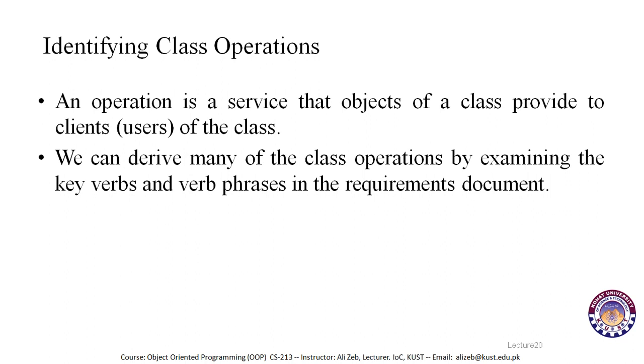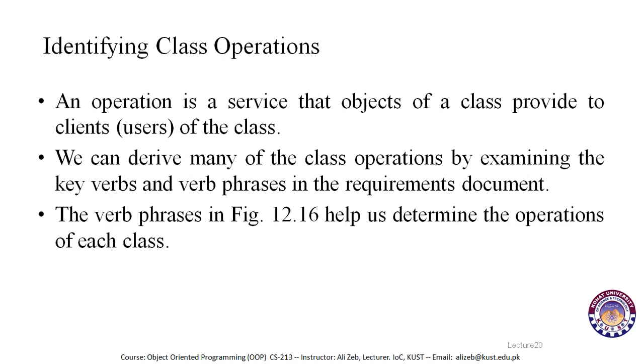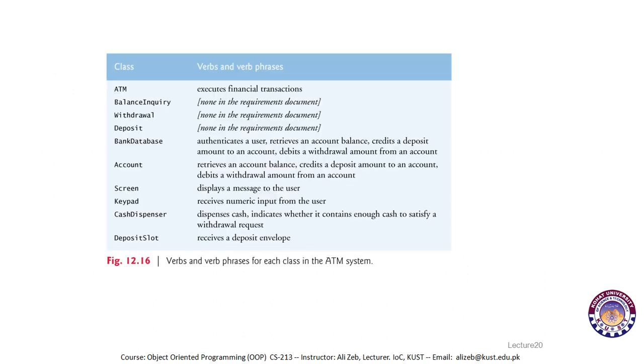So we can guess and brainstorm the operations of our classes by examining the verbs or verb phrases in our requirements document. The verb phrases in figure 12.6 help us determine the operations of each class. If you look at this chart, the ATM executes financial transactions, so this might be an operation of the ATM. Balance inquiries, nothing is provided so far in the requirements document, but we can guess from the name of the class that this is something that we'll be using for withdrawing the money from the account. But since we are strictly looking at our requirements document at the moment, this is what we get from our requirements document in our earlier slides.